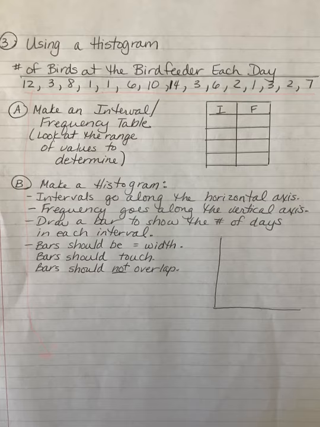Okay, so let me change my color. I'm going to create a number line. And my number line, my smallest value is 1. And my highest value is 14. So I need to have at least 1 through 14 on my number line.